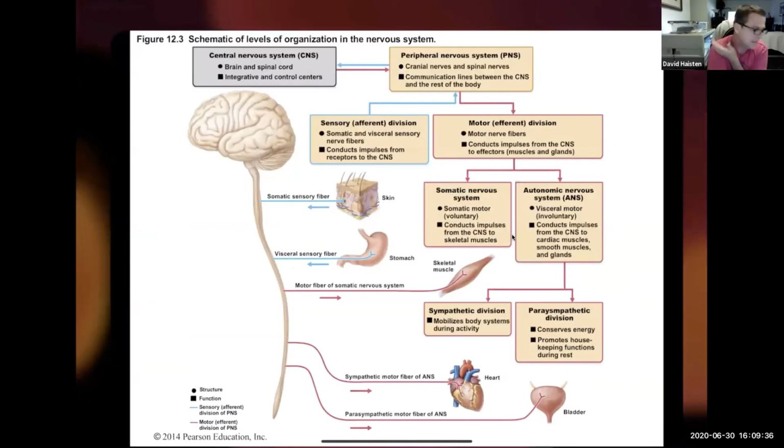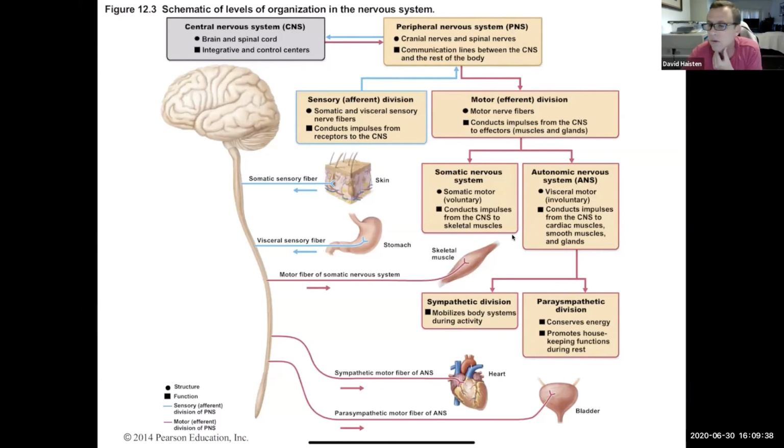Your CNS, brain and spinal cord, are the integration control centers. The PNS is the cranial nerves and spinal nerves: 12 pairs of cranial, 31 pairs of spinal. They are the communication lines between the CNS and the rest of your body. That's what the PNS does. The sensory, afferent division, SS and VS, brings receptor information to the CNS.